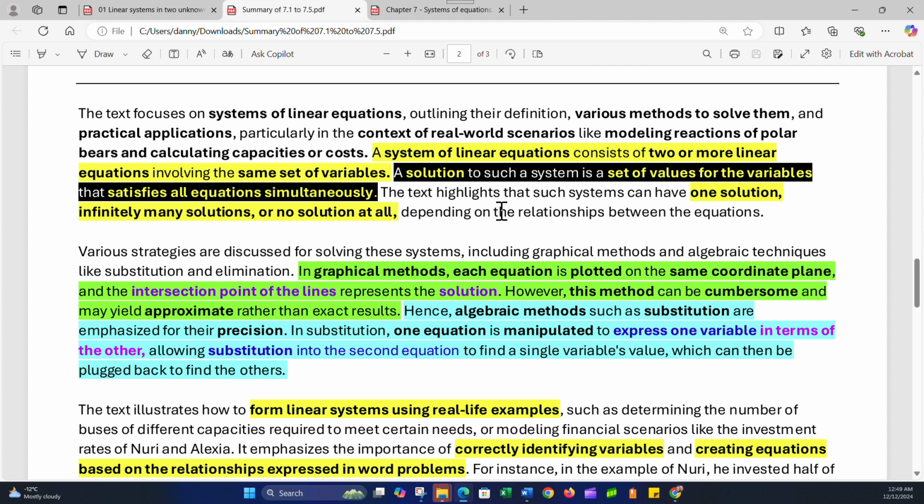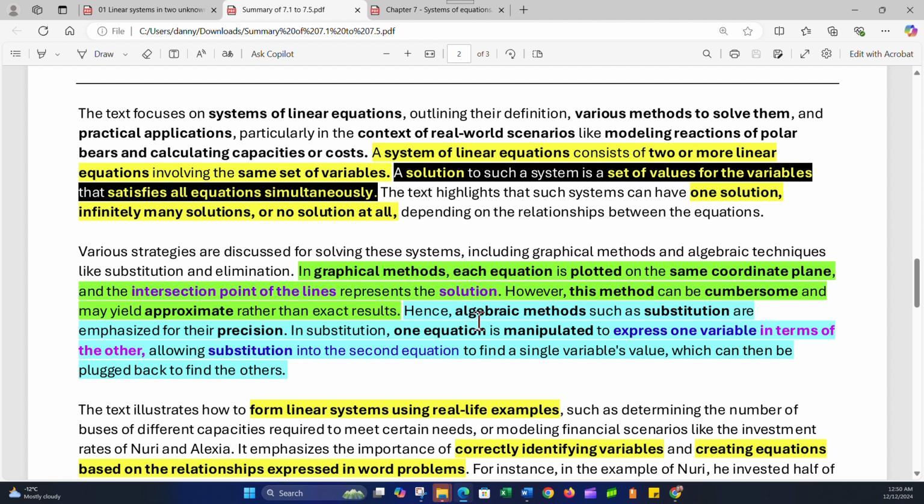But presumably going further in sections 7.6 and 7.7 and so forth, which we haven't got to, we'll start talking about when you can have no solution or infinitely many solutions. But that's it. It's either one solution, no solution, or infinitely many. You can't have 7 solutions.